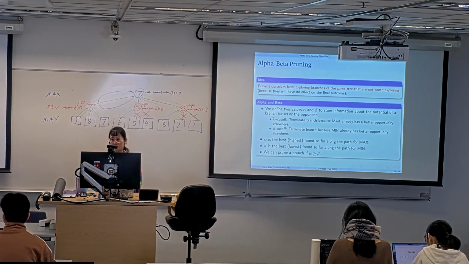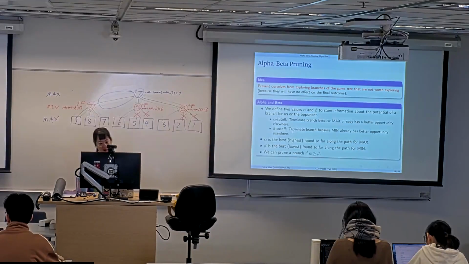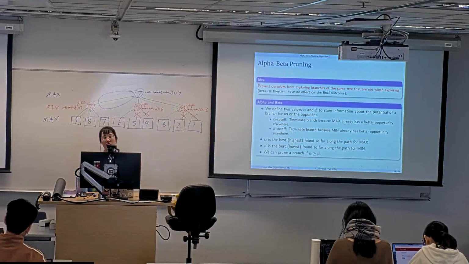And then we can just prune some worse opportunity. The beta cutoff means that we terminate the branch because the min player already has a better opportunity elsewhere, right? So the two players, whenever they already know somewhere else has a better choice, they just don't need to evaluate the remaining children nodes for the current node. So we have these two cases to do the cutoff, alpha cutoff and beta cutoff.